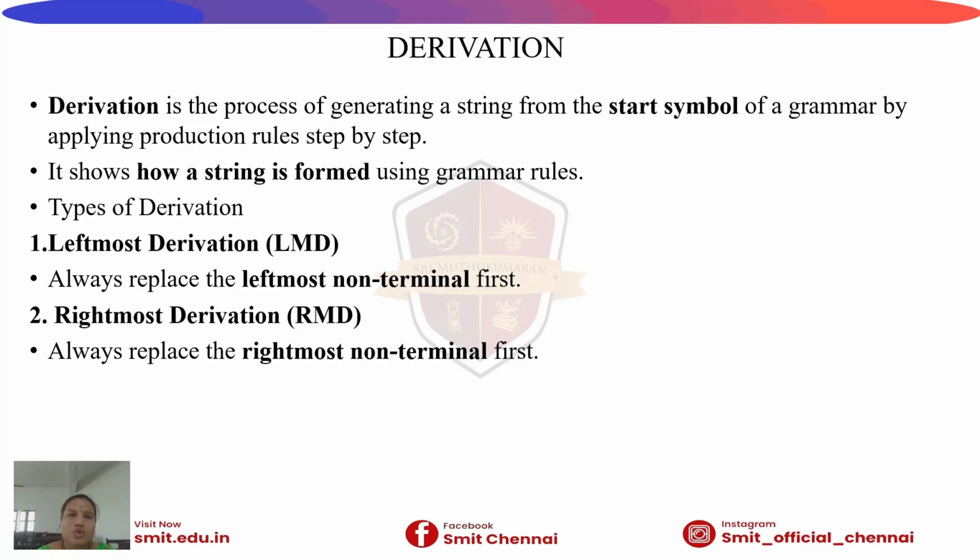Next is derivation. Derivation means generating a string from the start symbol of a grammar by applying production rules step by step. It shows how a string is formed using grammar rules. The types of derivation: first is leftmost derivation, LMD, where the leftmost non-terminal is always replaced first. Second is rightmost derivation, RMD, where the rightmost non-terminal is always replaced first.